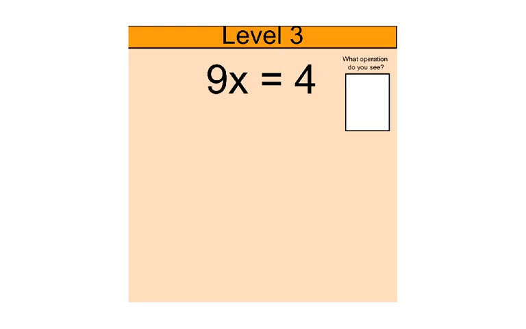Okay, we're going to go to level 4 now. Pause the video now and tell your neighbor, what is this question asking? Okay, 9 times what number is 4? So what is the operation we see? It is timesing by 9. Okay, pause the video and solve the problem.